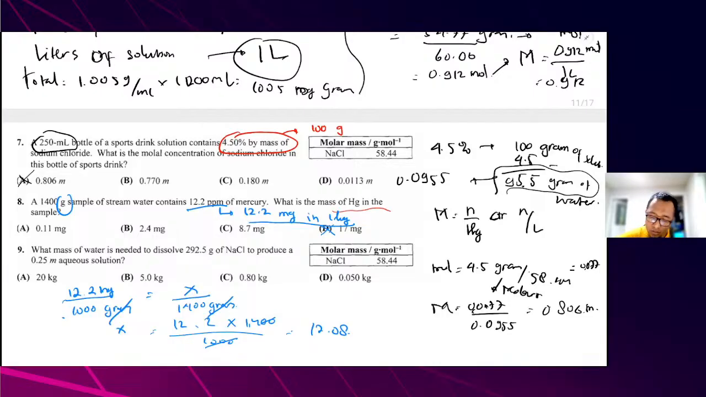Okay, just remember the concept. ppm is milligram per kilogram. Okay, remember, ppm is milligram per kilogram.